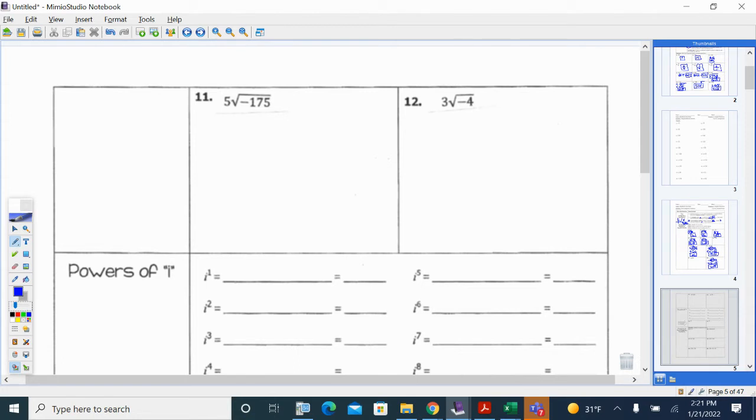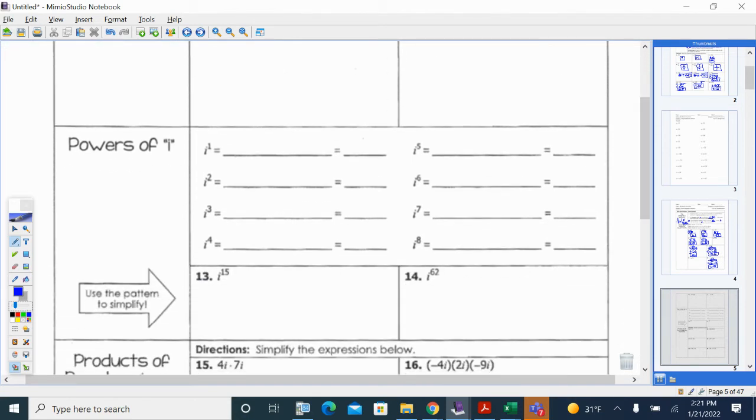Number 11 and 12 are the same, so I'm going to skip those. The steps are exactly the same for those two. I want to get down to the powers of i. Powers of i. So there is a pattern that is created here. If we do i to the first power, which is just the square root of -1, we still get i. And if we take i and we square it, i is equal to the square root of -1, and we square that, you're just going to get the -1 because the square and the square root cancel each other out, leaving you with a -1.